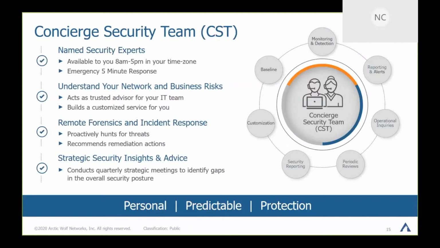Again, speaking about the Concierge Security team, like I was saying, they're named security experts that are available 8 to 5 in your time zone. We have an emergency 5-minute response time, and they're there to help you out. They're also going to understand what your network looks like. The same 2 people are assigned to your account, so you're not having to call in and re-explain your network and what's going on internally.